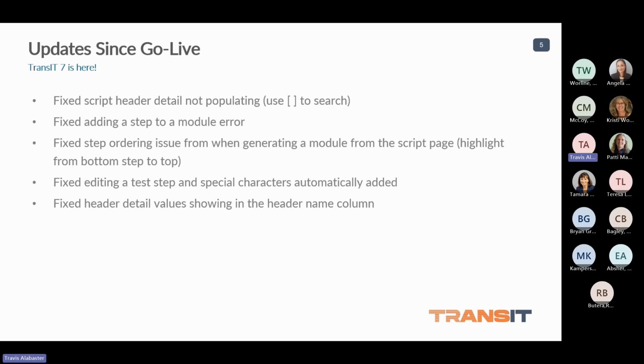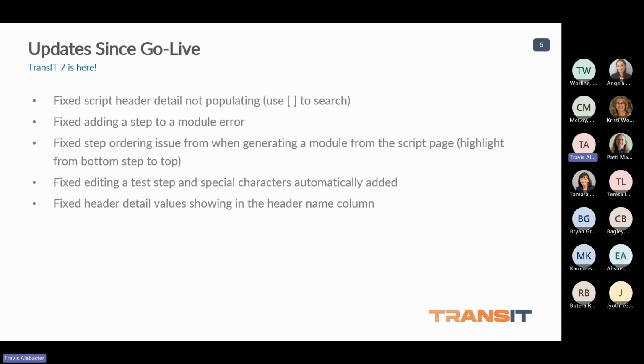We fixed the step ordering issue. So when you were generating a module, if you highlighted a bunch of rows, they were populating in different random orders, and now they actually go in the exact order that you have them listed in your module, regardless of which way you select them.